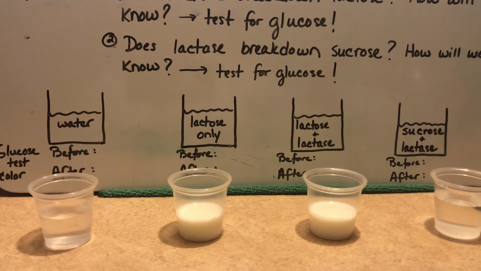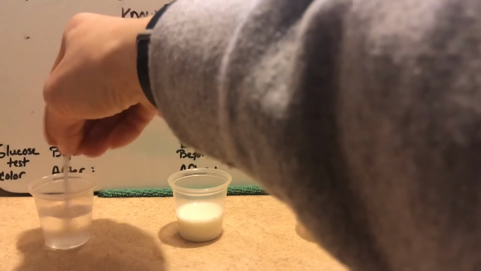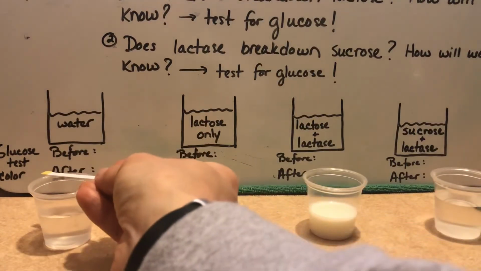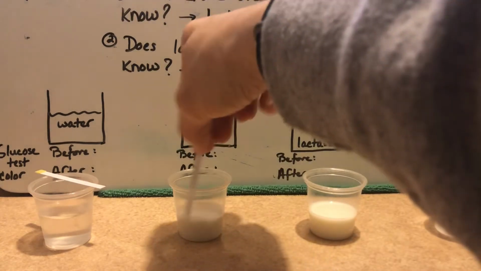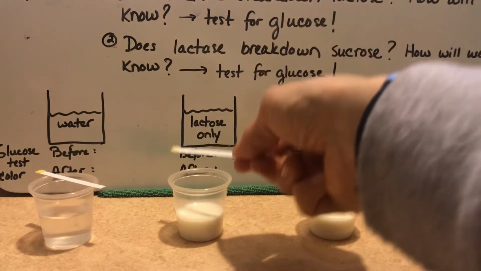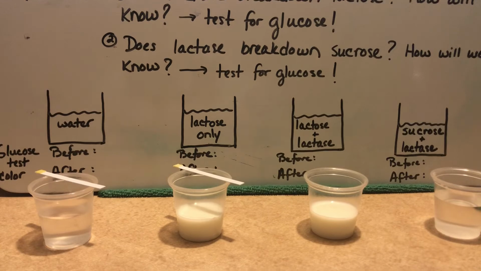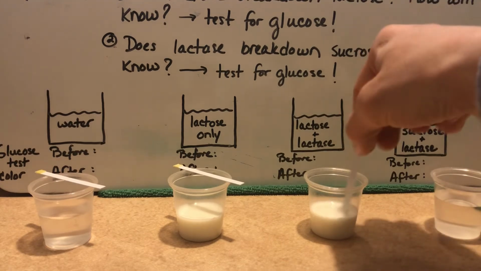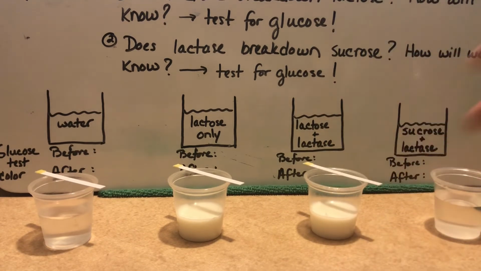All right, so what I'm going to do here is test each one of my containers for the presence of glucose before we start the lab. I'm just going to dip each one of these in here, and I'm going to leave it right on top. And we'll come back to that in a little bit.